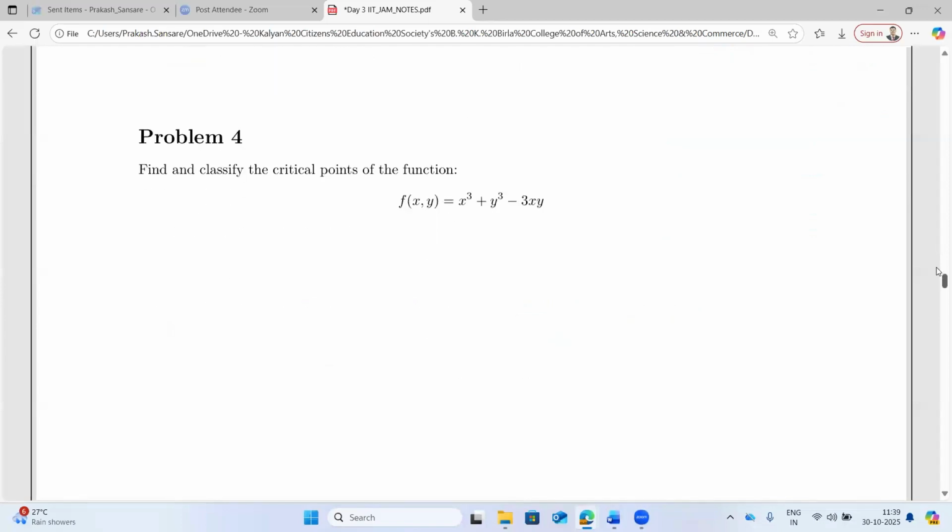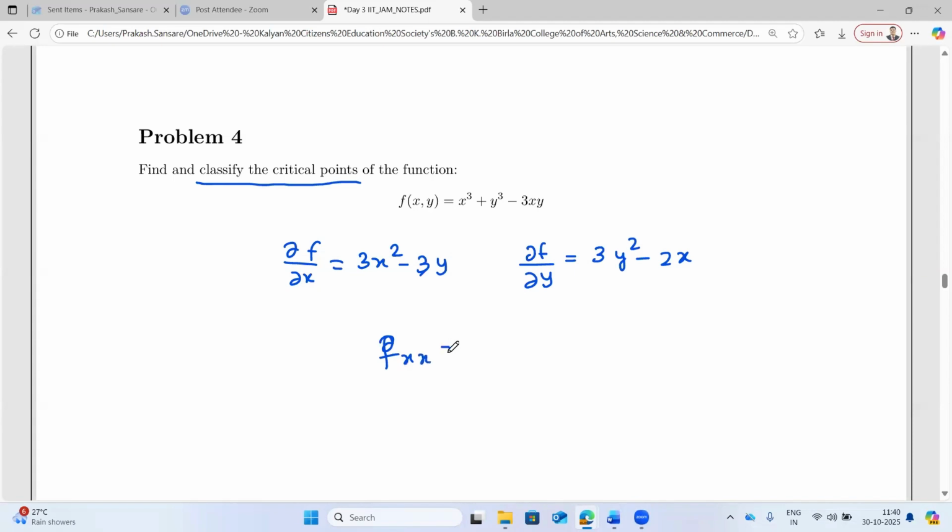We'll go for the problem now. Find and classify the critical points of the function f of x comma y is equal to x cube plus y cube minus 3xy. So the first task is to find the stationary points. So dou f by dou x here is 3x square minus 3y, then dou f by dou y is 3y square minus 3x. Okay, so what will be the double derivative now?